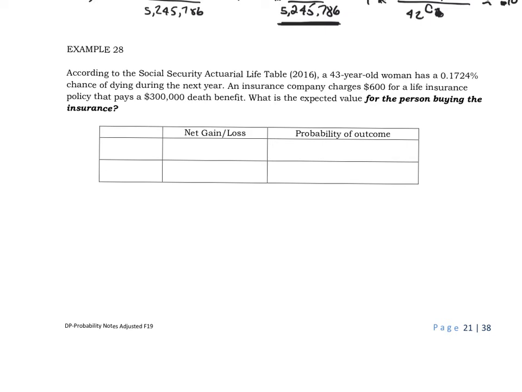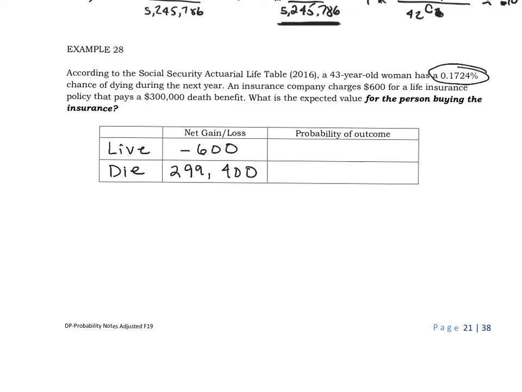Now, look, I get it. She's gone, so this person doesn't get anything. I understand that. So let's just talk about it for the family. So we're going to look at whether or not they live or die. Okay, so if they live, then they're out that $600. But if they die, the family gets the $300,000 minus that $600. So they will net the $299,400.